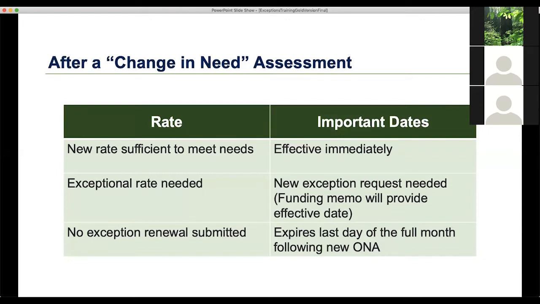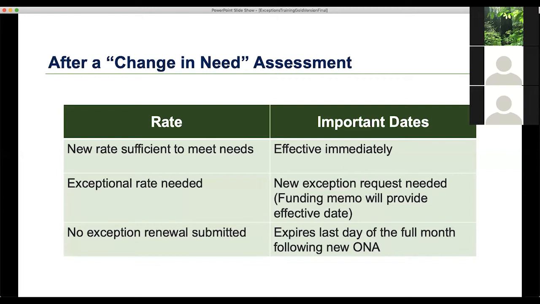Okay, that sounds like word salad, but I'm going to walk you through it. Let's say an assessment was done on September 15th. Okay, and then that results in a rate decrease. So the next full month, because that was done mid-month, is going to be October. So that lower service rate is going to be effective November 1st, the beginning of the month following the full month after the assessment.